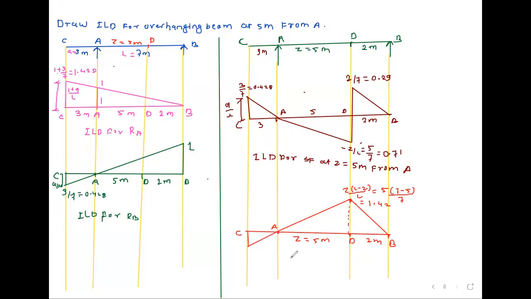Suppose we consider the similar triangle rule. For 5 meter distance, this height is 1.42. So for this 3 meter distance, suppose we consider y. So y is equal to 1.42 into 3 divided by 5, and accordingly you tell me, y is equal to how much? 0.85. So here the distance is 0.85. So this is the ILD for bending moment at Z, which is equal to 5 meter from A.